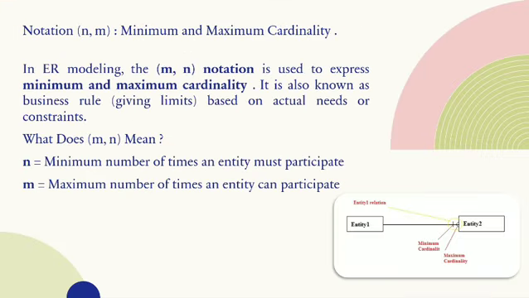So this is known as many-to-many cardinality. Next, we are going to see notation in ER diagram. So notation is used to express minimum and maximum cardinality. It is also known as business rule because it gives limit based on actual needs. Here, N denotes minimum number of times an entity must participate in a relationship, and M denotes maximum number of times an entity can participate in a relationship. For example, 1,5 means one entity must connect at least one and at most 5 to other entities.